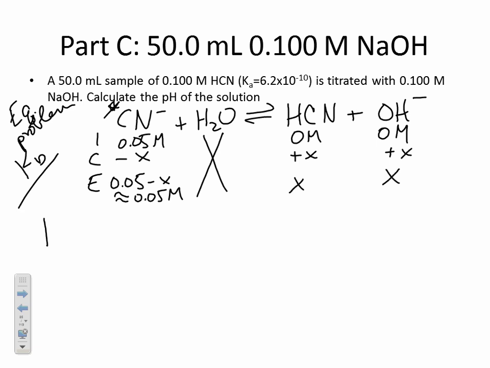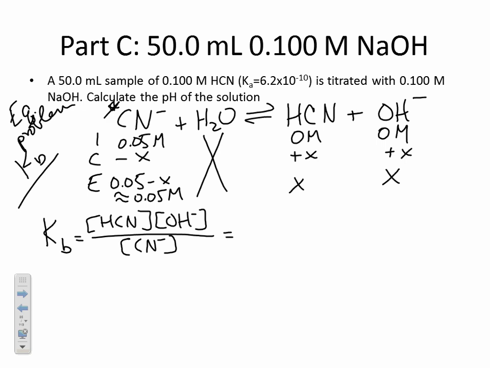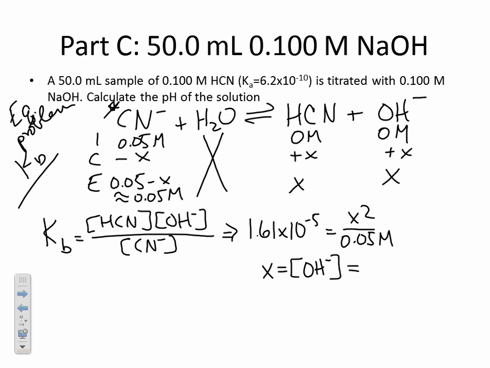I'm going to go to my Kb expression. So this is HCN times OH minus over cyanide ion concentration, and then I'm going to start simply plugging in numbers. So my Kb value, which we worked out previously, 1.61 times 10 to the minus fifth, is equal to x squared over 0.05 molar. And then you're simply solving for x. So in this case, x, which is equal to the hydroxide ion concentration, is 8.98 times 10 to the minus fourth molar.